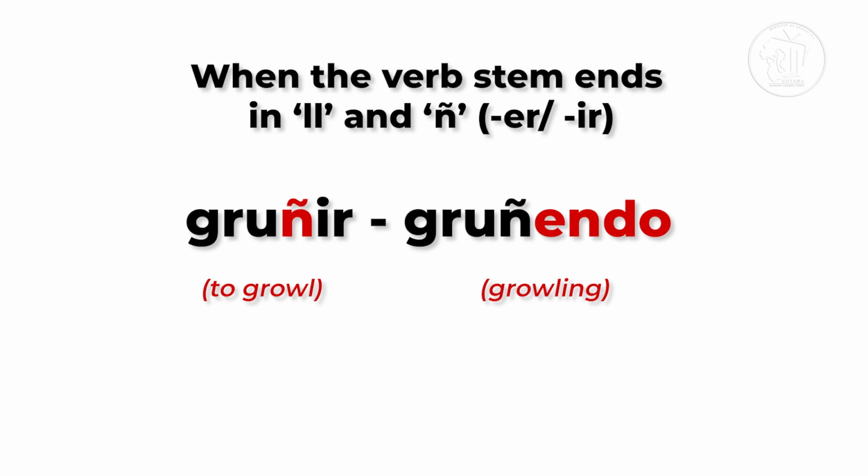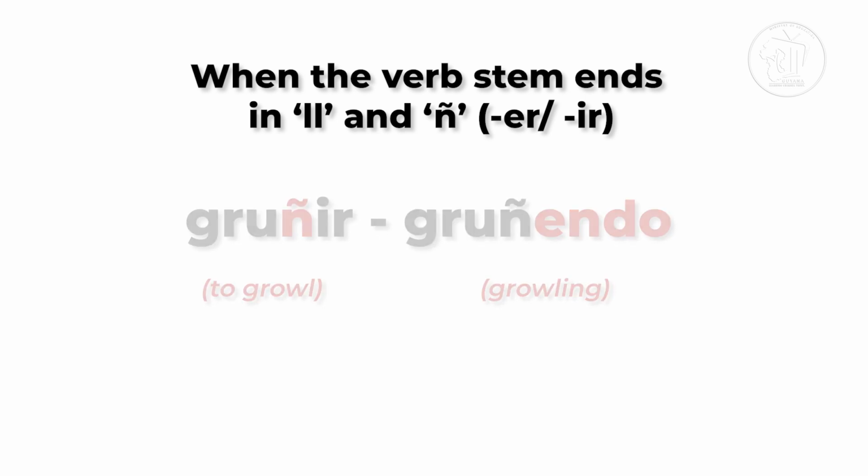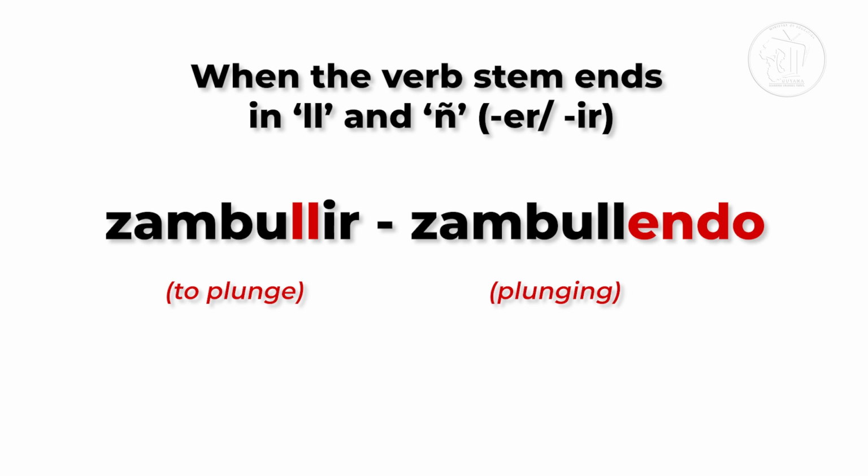Good. Now let's look at a verb whose stem ends in LL. We have zambullir. Zambullir, which means to plunge. After removing your IR, you can see that the stem ends in LL. Again, for these verbs, you do not add IENDO, but you add ENDO. So while zambullir means to plunge, if you want to say plunging, then you say zambullendo.